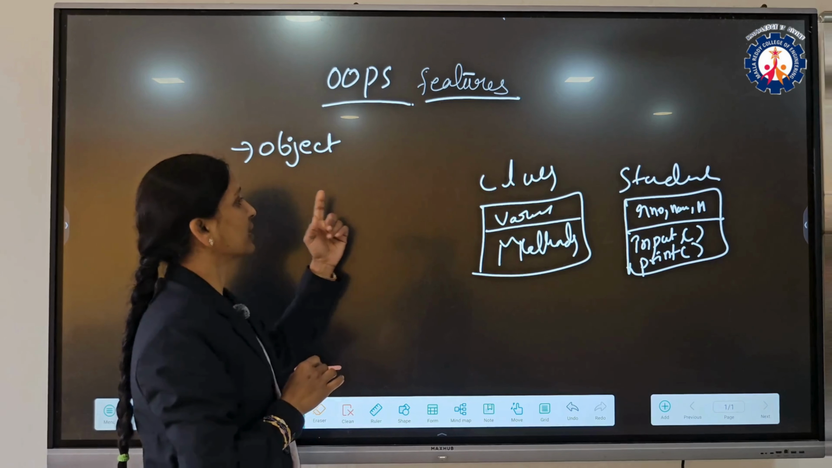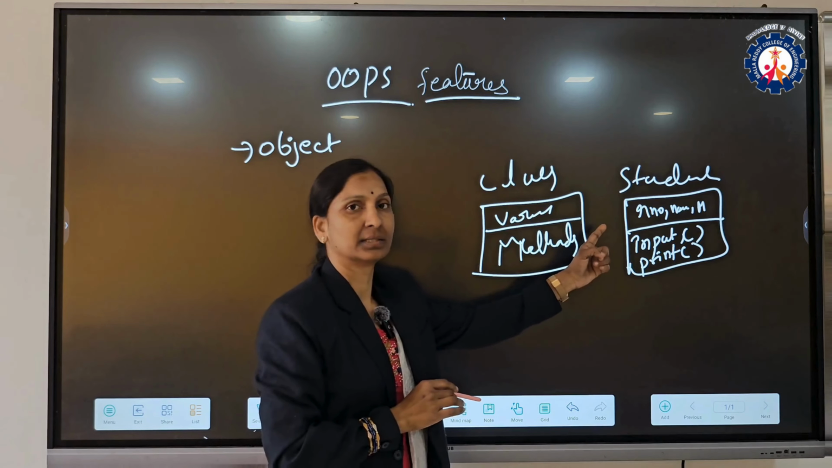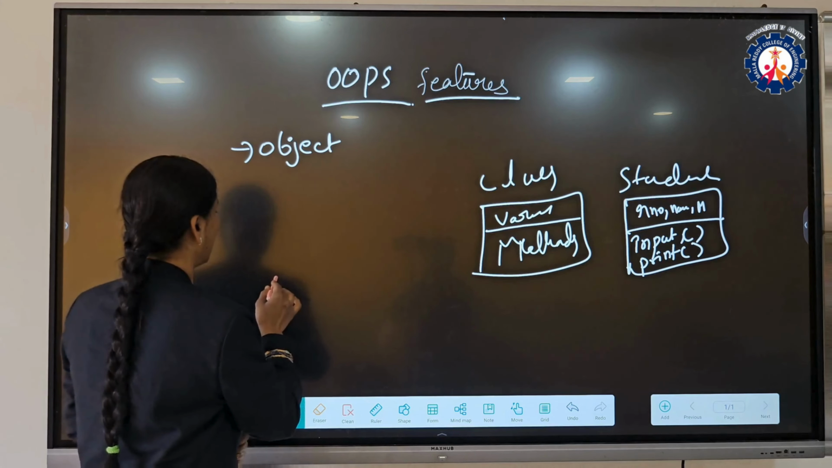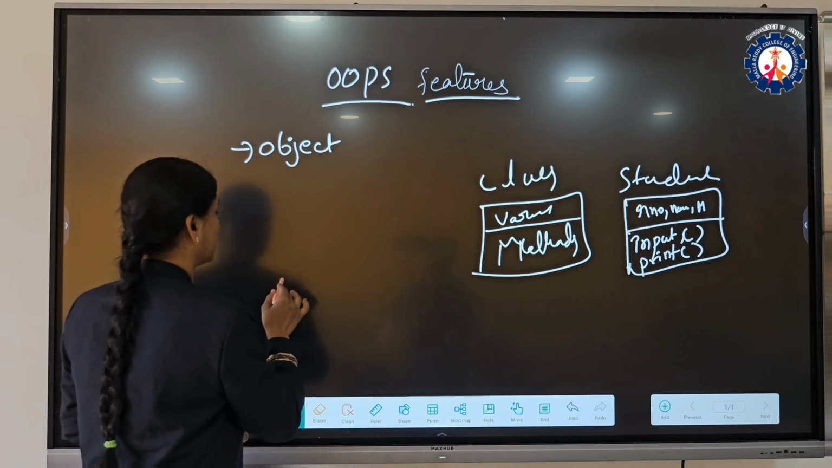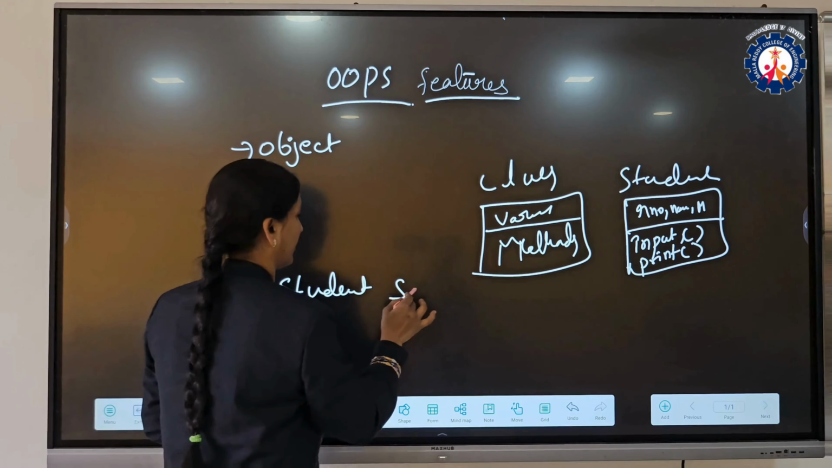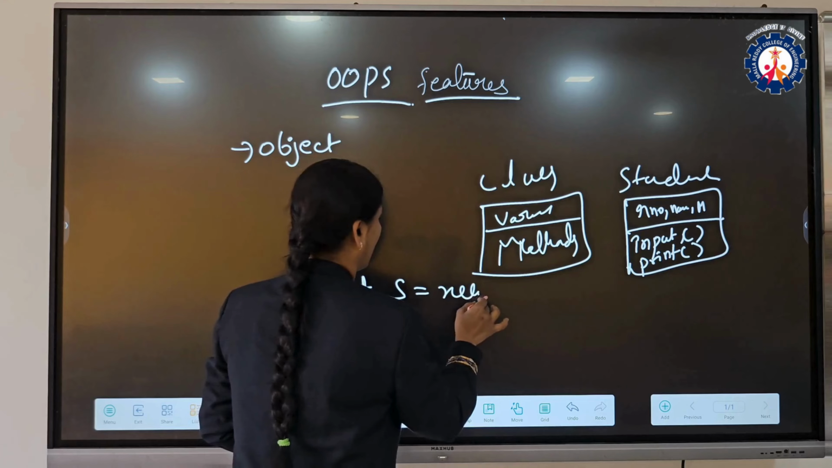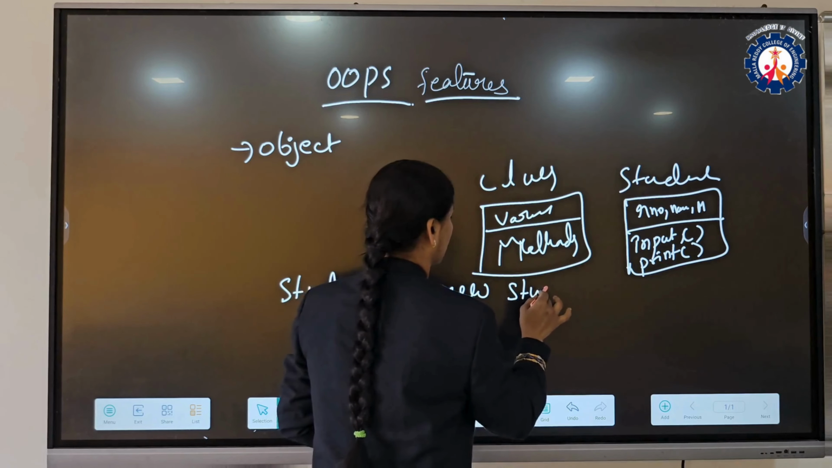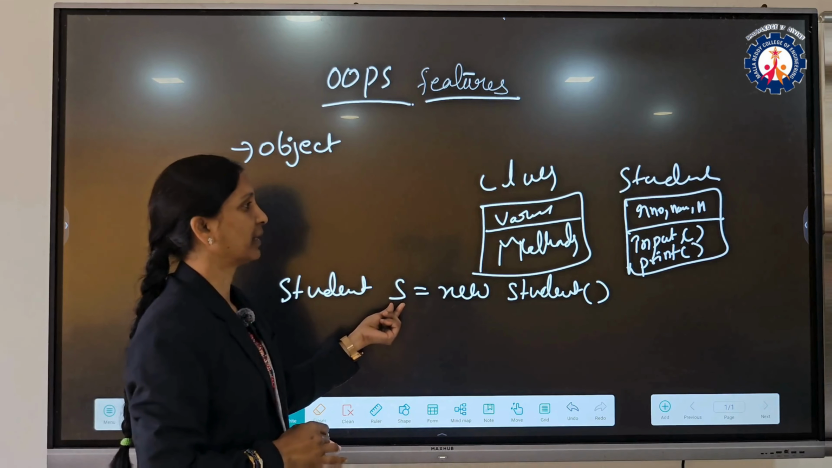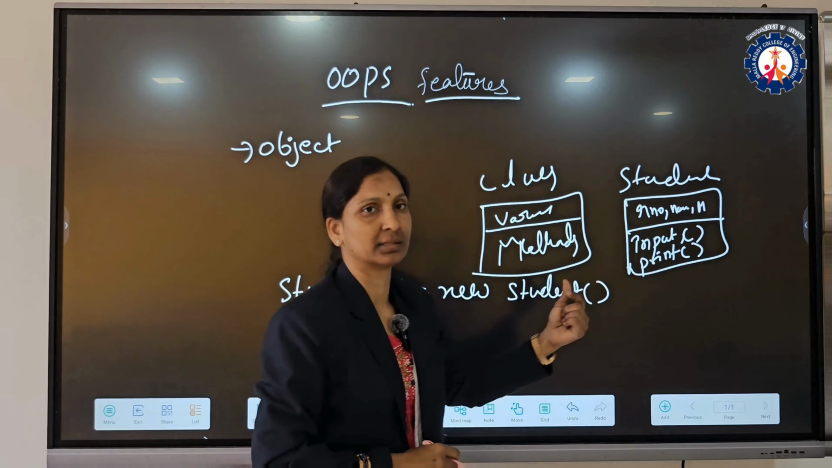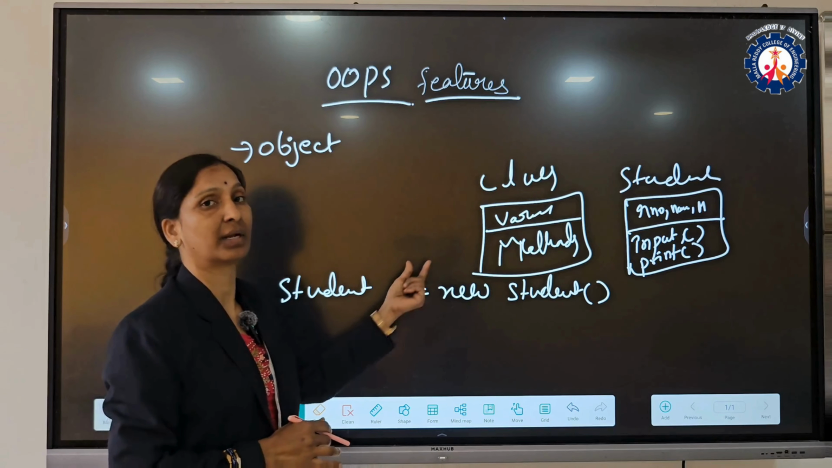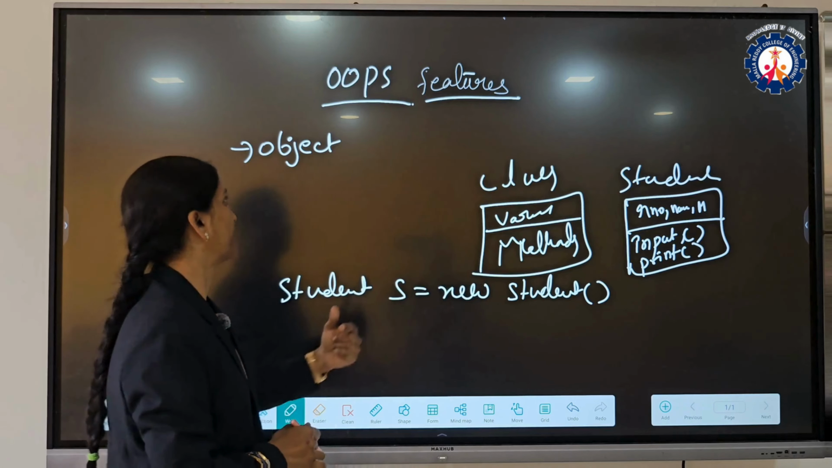So the object is nothing but the instance of the class. To create an object for the student class, we use syntax like this: the class name Student, and the object name is equal to new constructor. With this object, we can access the properties of the class. So now we can define the object as the instance of the class, and class is a blueprint.